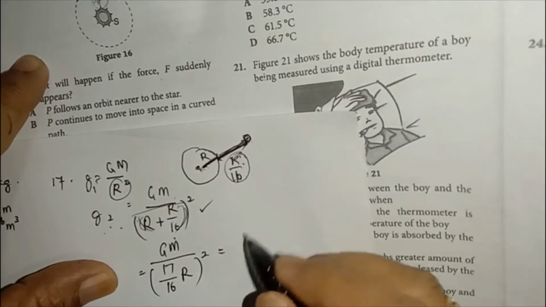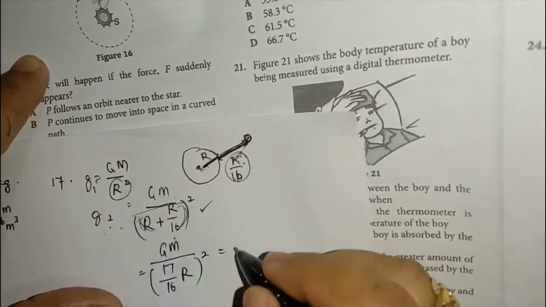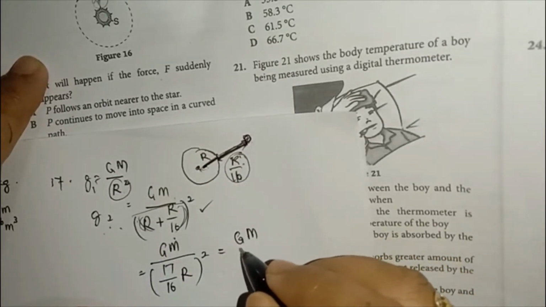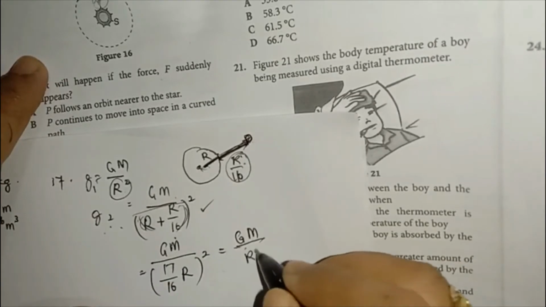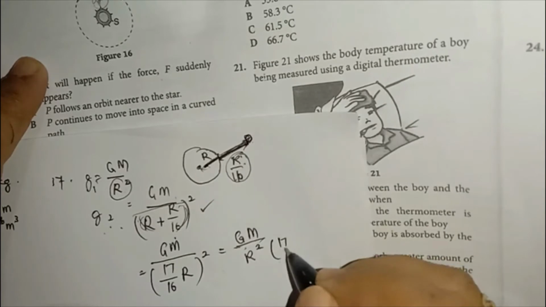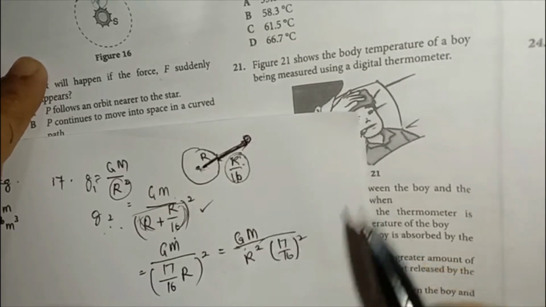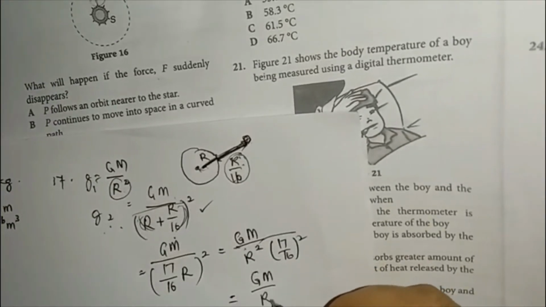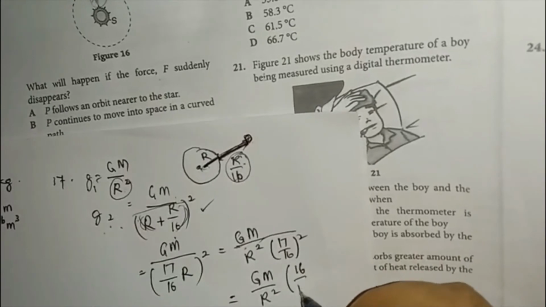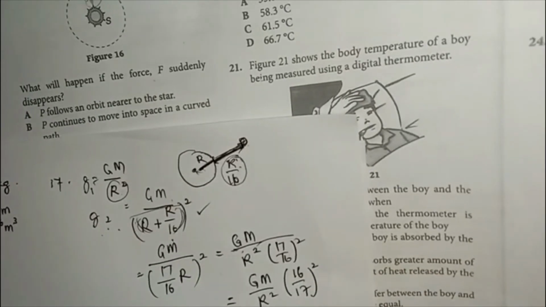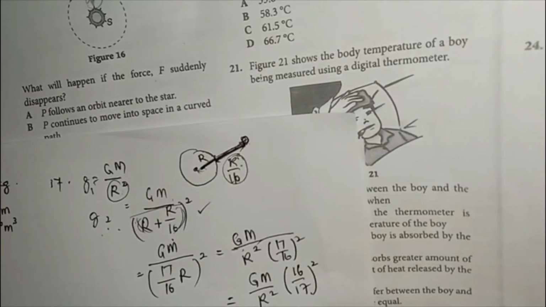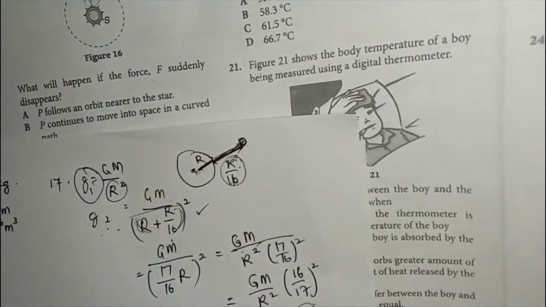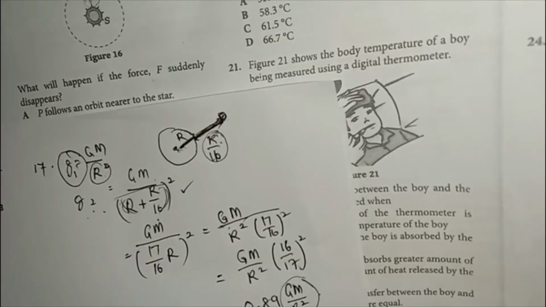And then this one equals GM over R squared times 17 over 16 squared. And this one also equals GM over R squared times 16 over 17 squared, which equals 0.89 GM over R squared. So this one actually equals g. So we have 0.89 g.